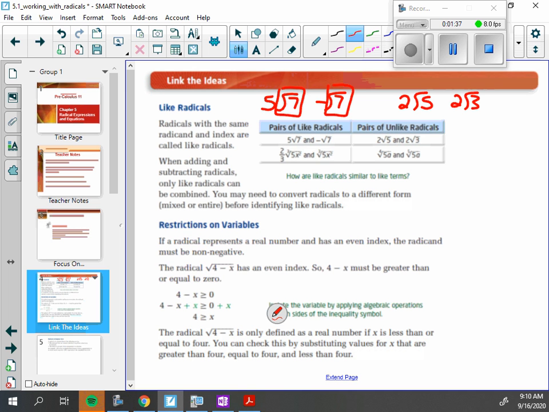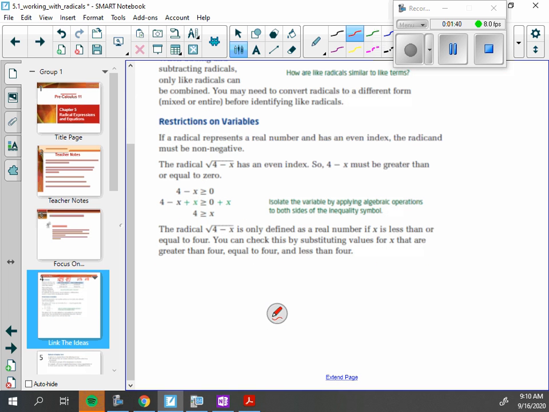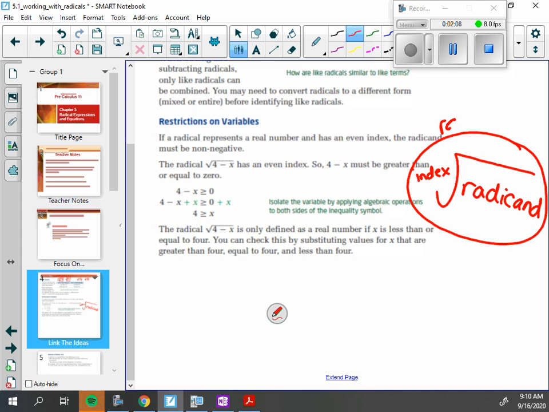All right? Restrictions on variables is another thing they talk about. If your radical has an index of an even number. Now, if you don't remember those terms, this is where your radicand goes. So if you want to put this on your formula sheet, you can, radicand. Your index is that little tiny number that fits above your little square root piece. And the entire thing is considered a radical. Okay, so you have a radical, a radicand, and an index.